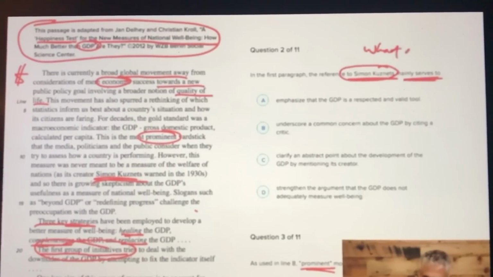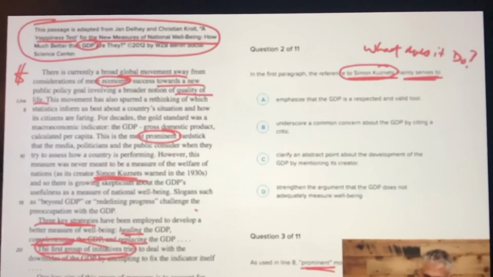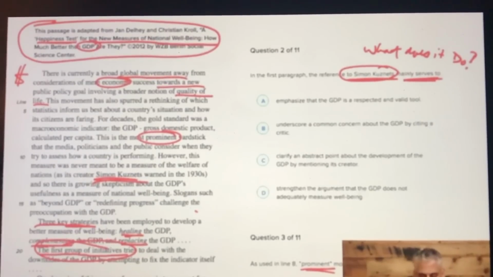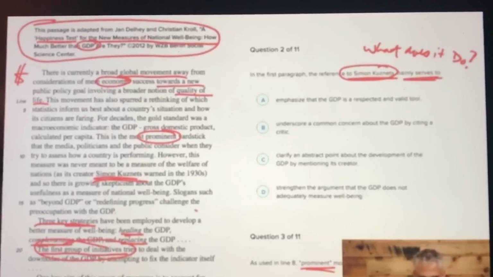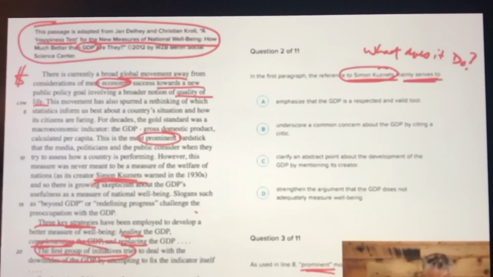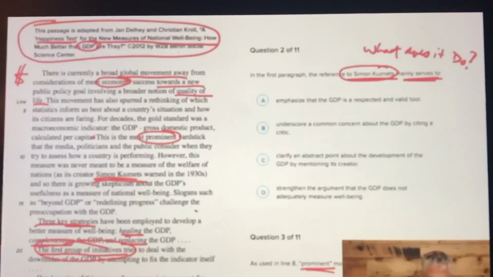So that is a, what does it do? What is its purpose? Why is Simon Kuznets referenced? So we're going to read around it. Okay, so let's start maybe here.